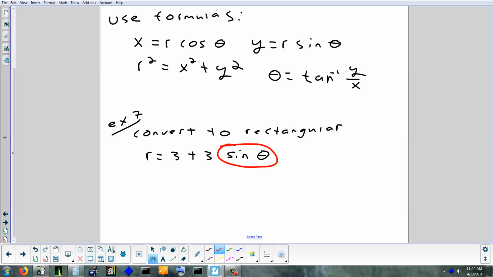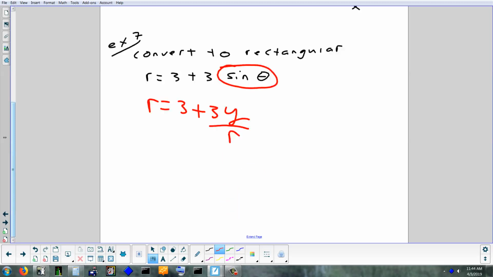Chris? Sine theta equals y divided by r. Exactly. So sine theta equals y divided by r. I still have r's, but at least I got rid of my theta, right? Sine theta isn't there anymore. We replaced it with y over r.